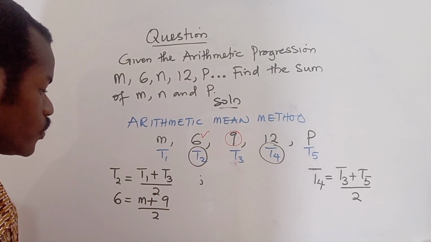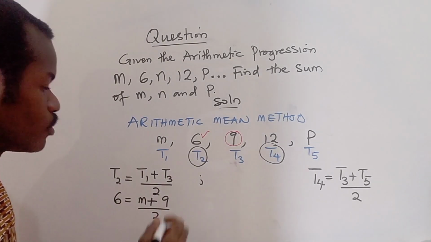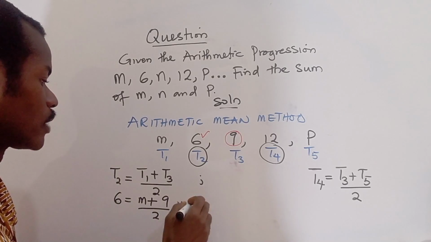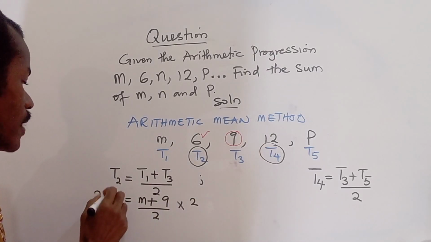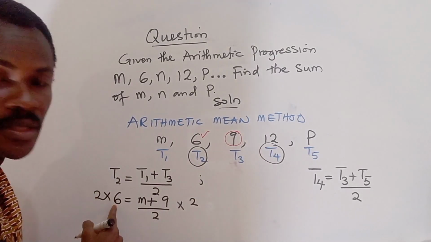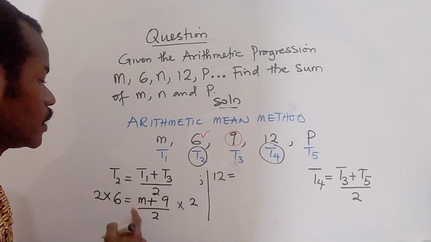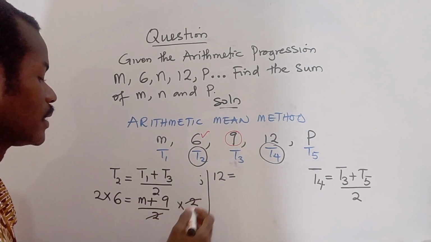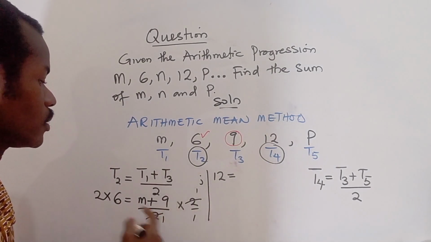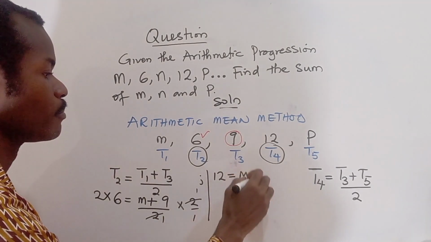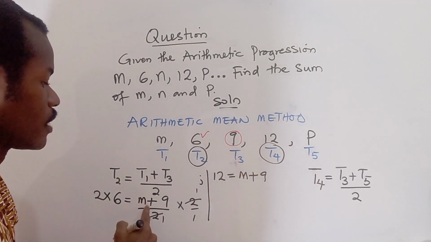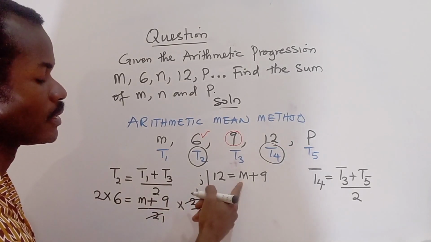So what do I do to find n? First of all, I want to multiply both sides by 2. So 2 times 6 is 12, which equals, so this 2 can cancel out this 2, which is 1, 1. So we are left with n plus 9, because n plus 9 times 1 is n plus 9.